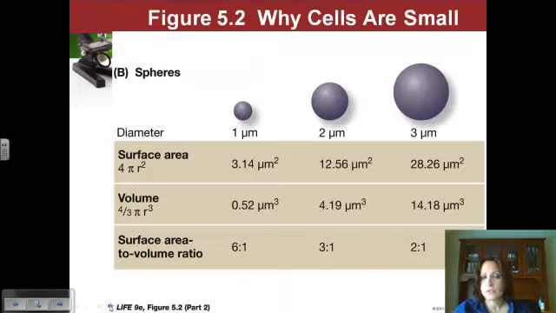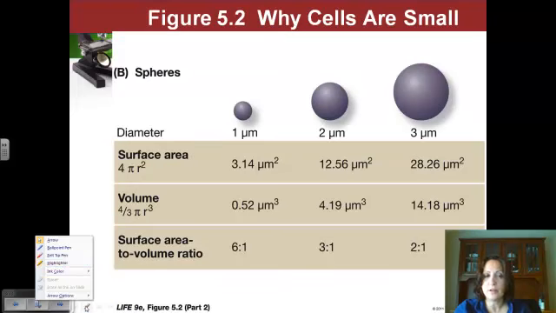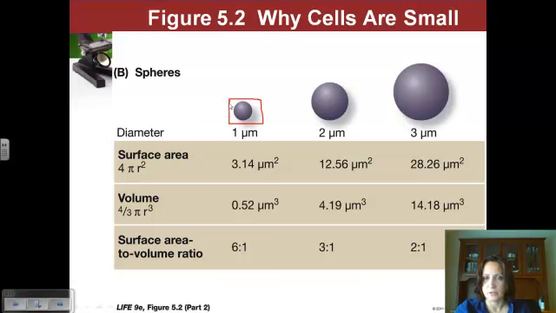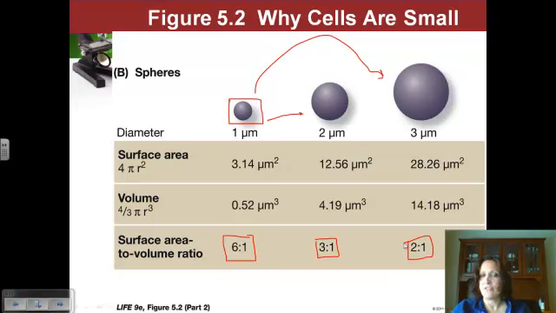So this slide illustrates this very well. If we look at a cell that's 1 micrometer in diameter, so right here we have a sphere that's 1 micrometer in diameter representing a cell, and we were to calculate the surface area to volume ratio, we would find that it has a 6:1 ratio. Now, if we double the size of that cell, we end up with a 3:1 surface area to volume ratio. If we triple the diameter of that cell, we end up with a 2:1 ratio. So the volume increases at a faster rate than the surface area, and that's what really makes it so that cells have to be very small.